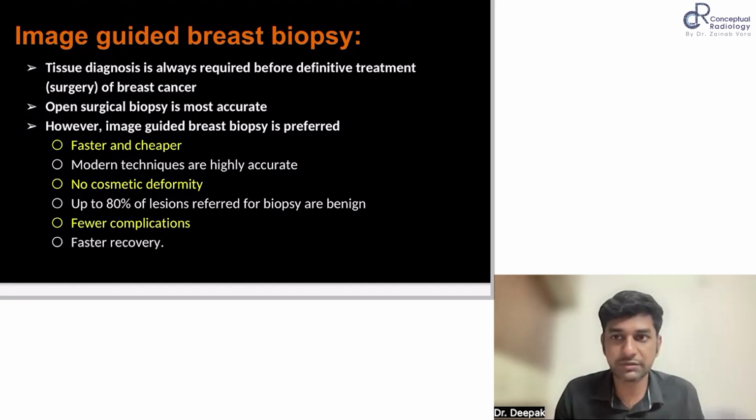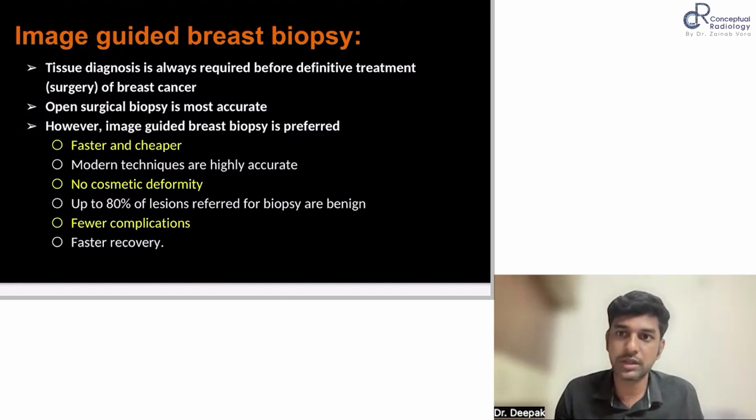So obviously it is faster and cheaper. So the patient need not go to the operation theater. And these techniques are more accurate compared to the blind biopsy that the surgeon does by palpation.